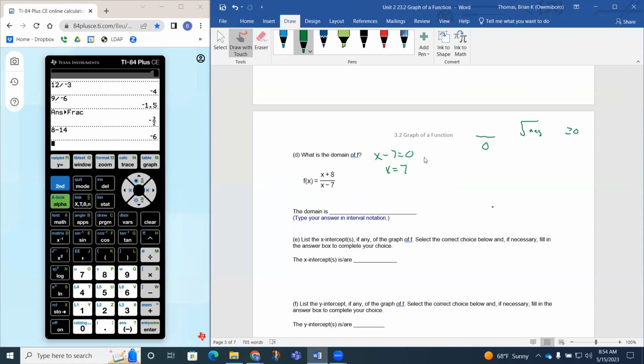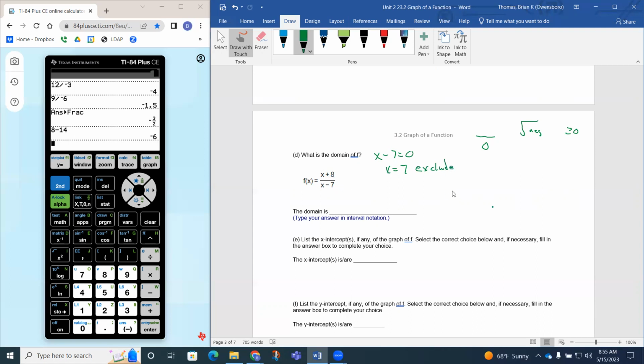is going to create one of those things we call undefined. There's not going to be a y value coming out. So remember, for every x value, when it goes through those calculations, there has to exist a y value. And when 7 goes in, the y value does not exist. So we have to exclude this.